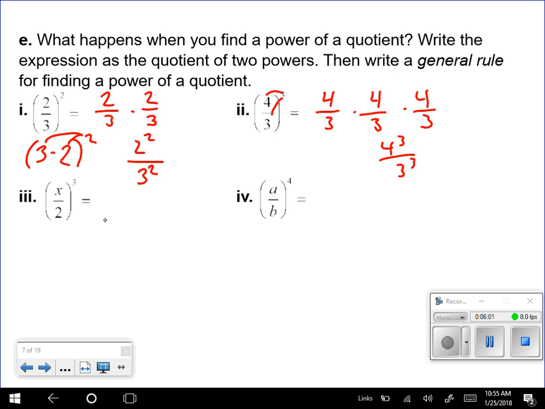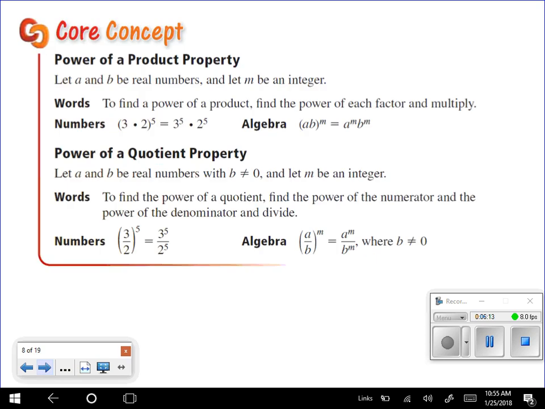So here we would have x to the third, 2 to the third, and a to the fourth, b to the fourth. So this can help us simplify. So here is another rule. This one you already know. You've already written that one down.